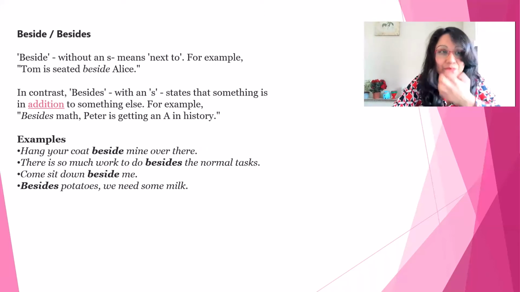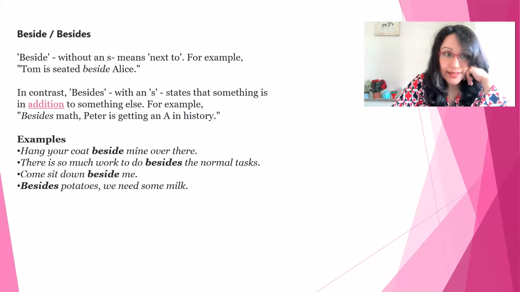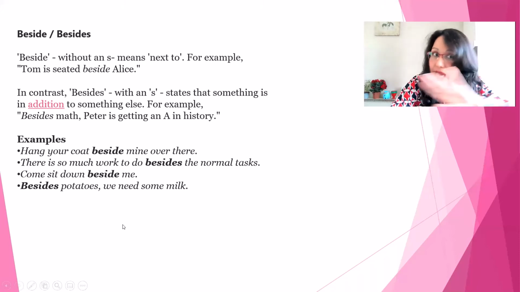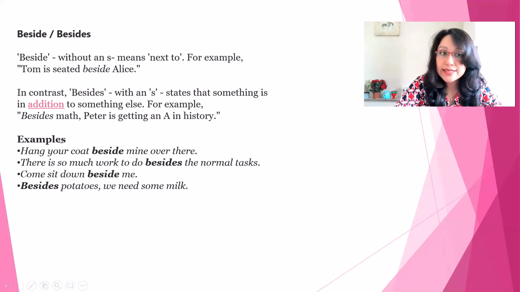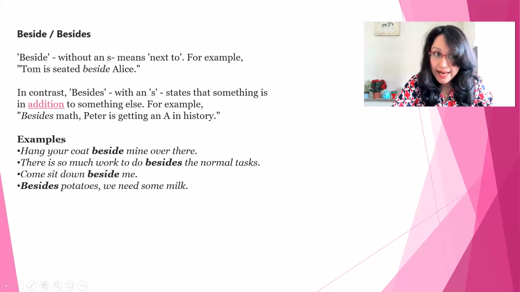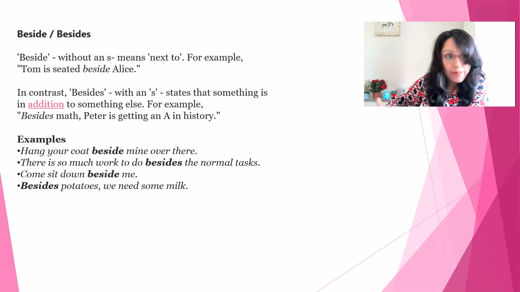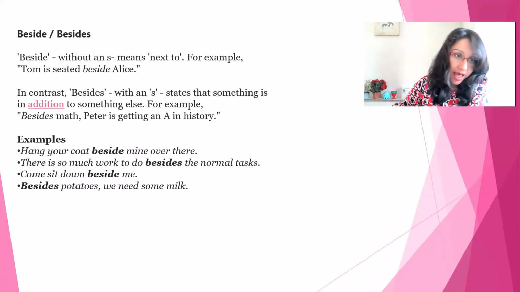All right, beside and besides. Beside without an S means next to. So Tom is seated beside Alice. That means Tom is seated next to Alice.